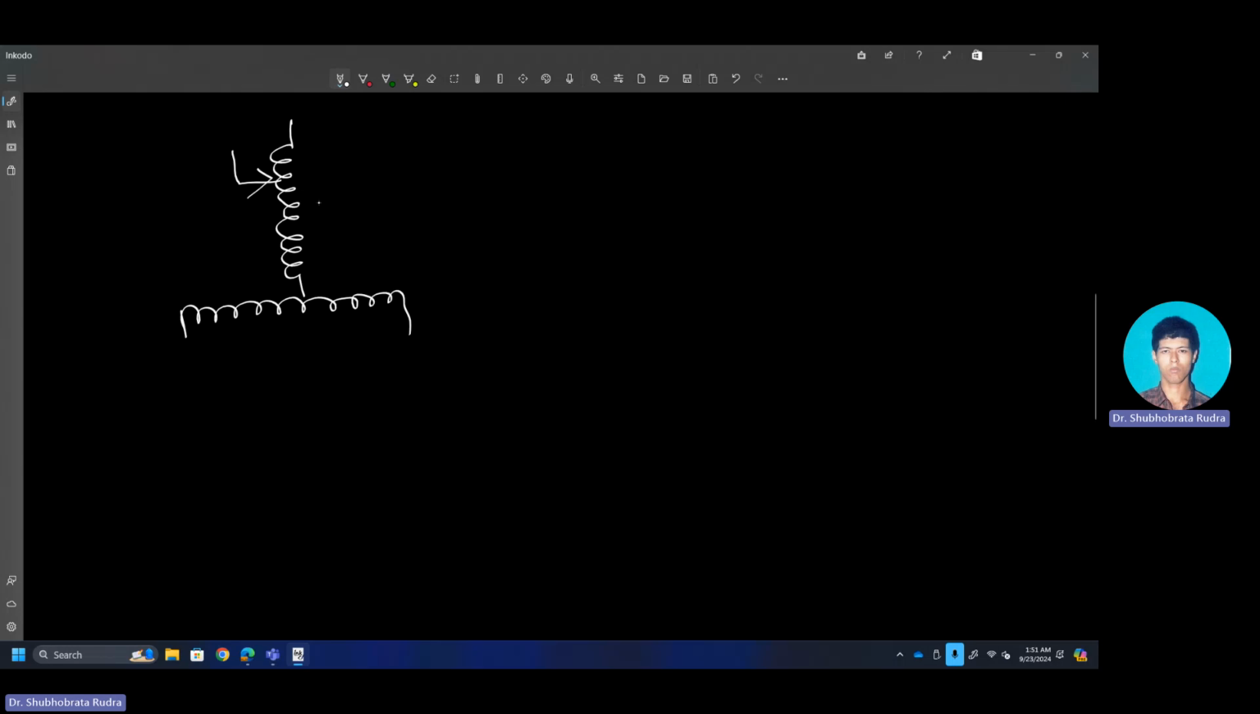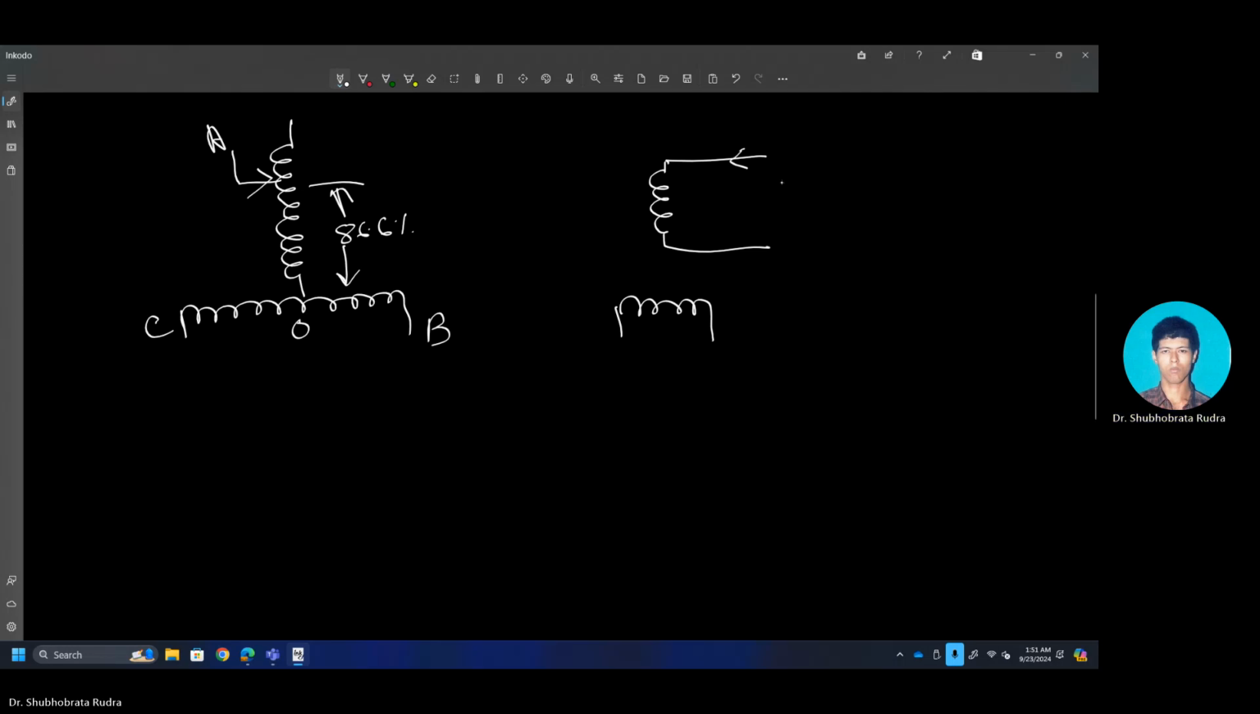Here it is 86.6%. This is 100%. This is the center tap. We have the O, here D, E, and this side A. Here we have our teaser winding, and we have our main winding. In the teaser winding, some current is flowing, IT. Here some current is flowing, IM.